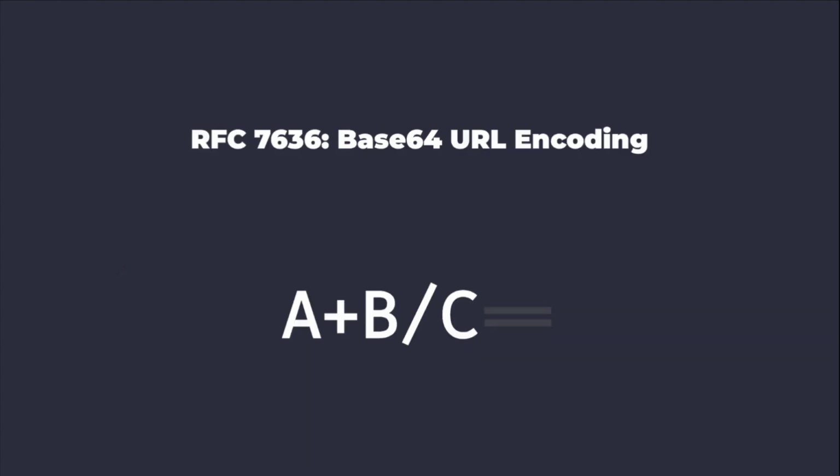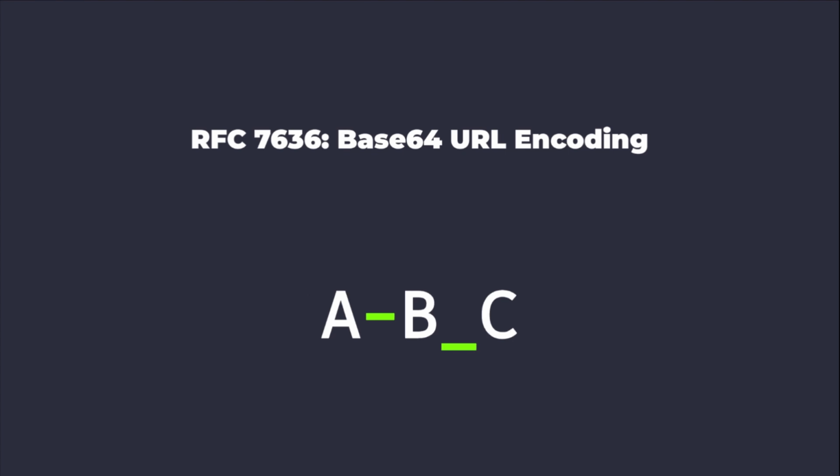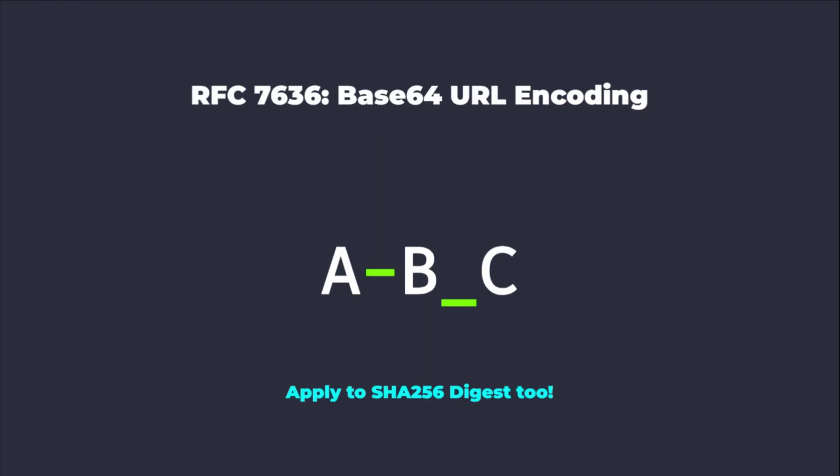Implementing the SHA256 challenge method requires strict adherence to the RFC 7636 specification regarding encoding. The code verifier must be Base64 URL encoded without padding before hashing. The standard Base64 encoding uses plus signs and forward slashes, which are problematic in URLs. Base64 URL encoding replaces plus with minus and forward slash with underscore, and omits trailing equal signs padding.